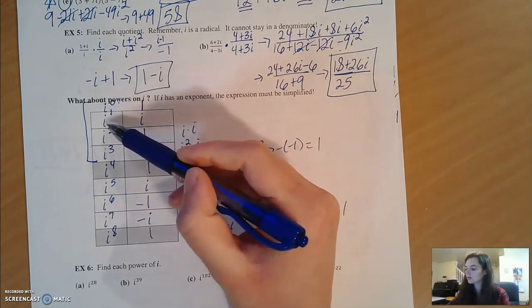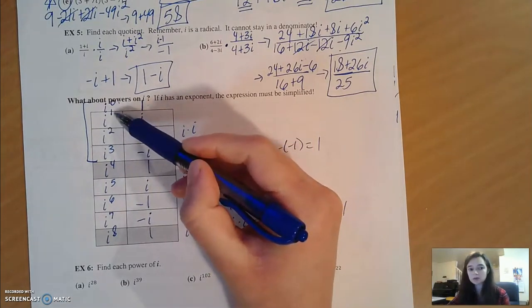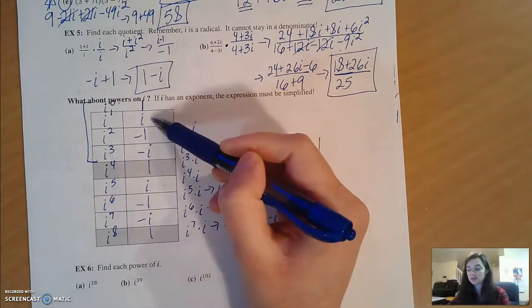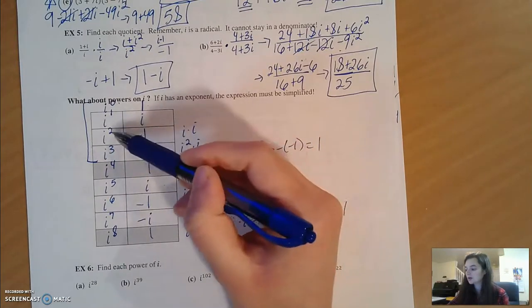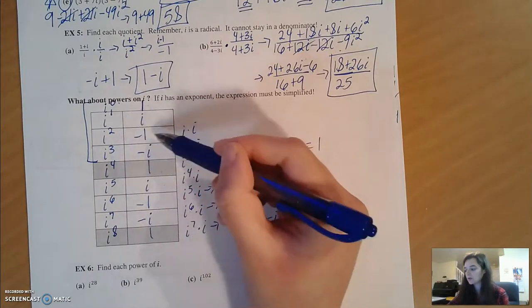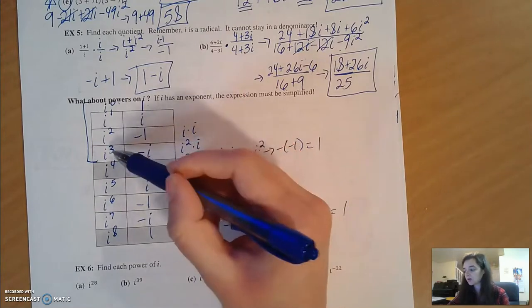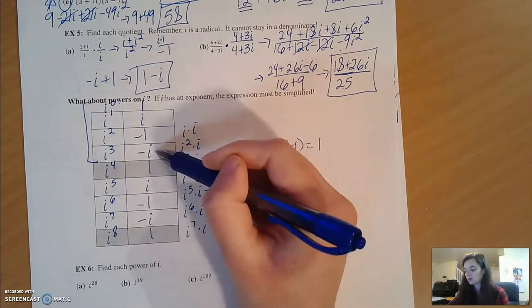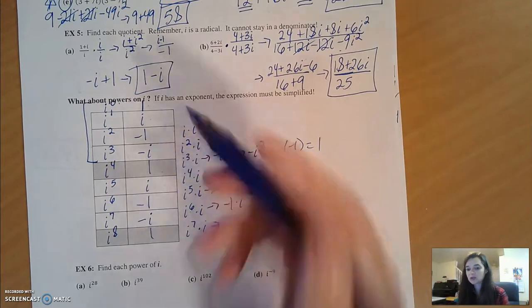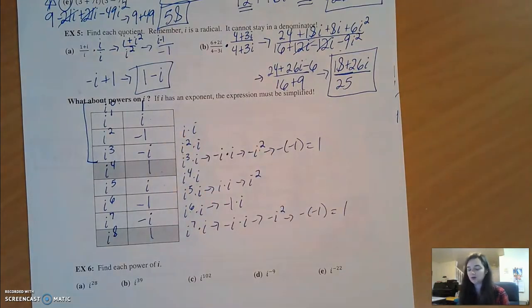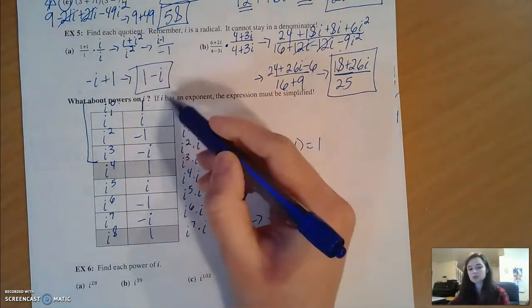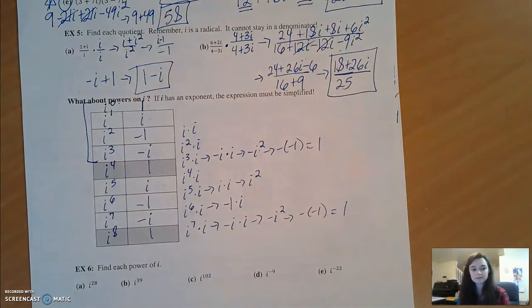You might get a remainder of 1, in which case it's equal to i. You might get a remainder of 2, in which case it equals -1, or you might get a remainder of 3, which would give you -i. And so we can look at that remainder, and it's going to be one of these 4 choices. You ready to try it?